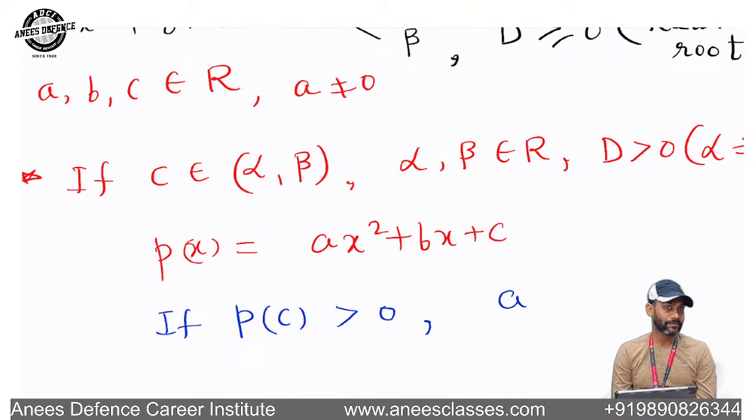Why positive? Because, sir, if a is negative... Yes, online students. c is a number between alpha and beta. p of c is positive. Then what about a? Roots are real.